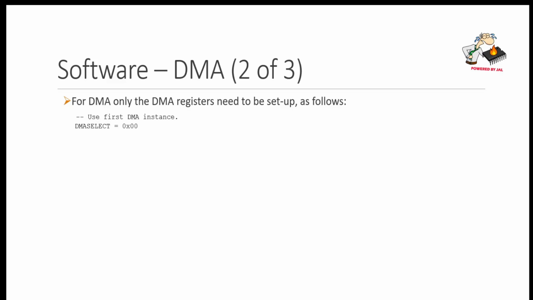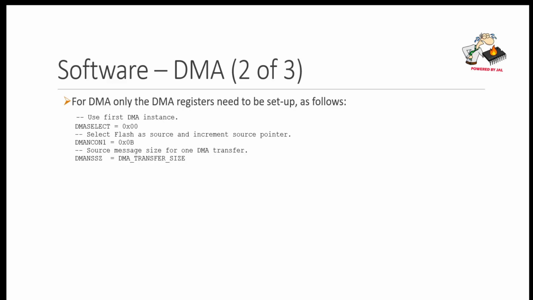So the second solution is a DMA solution. What we need to do is program the DMA registers as follows. We first select which DMA to be used, so this is the first one. We select the flash as the source because our constant array is in flash, and we also indicate that we want to increment the pointer of this flash array, because each time we transfer a byte we want to transfer the next byte. Then we define the source size, which I have defined as a constant, the DMA transfer size.